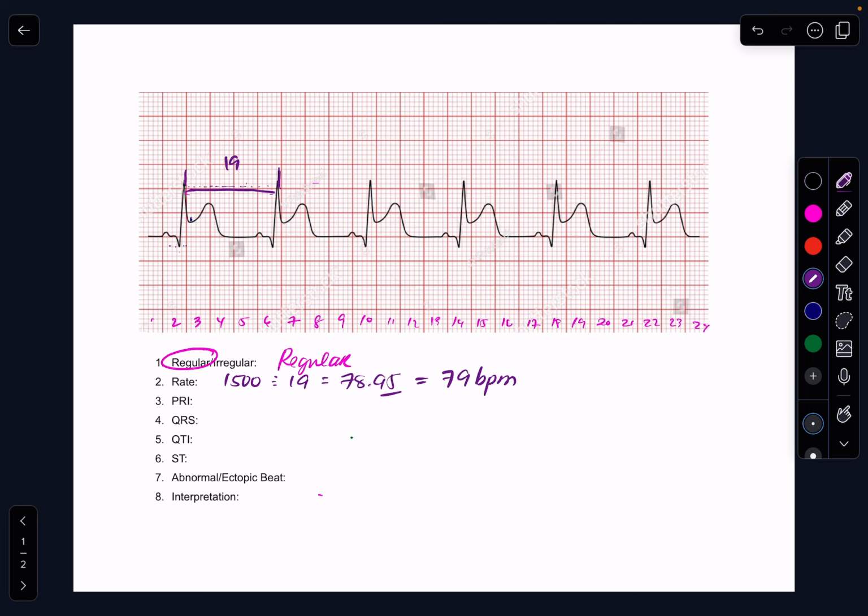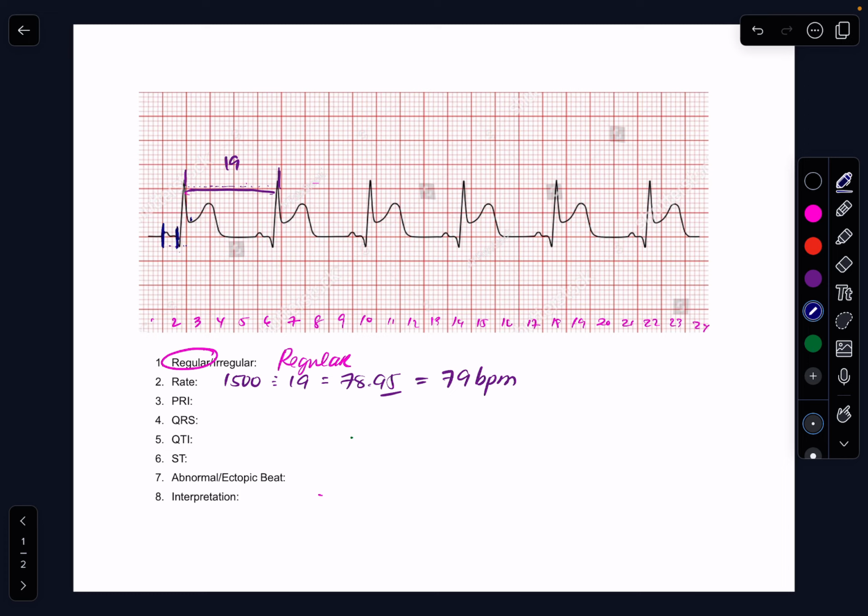Next, I'm going to measure my PRI. So measuring the PRI, I have to measure the beginning of P to the beginning of the QRS. So it's going to be right here, right before it drops.